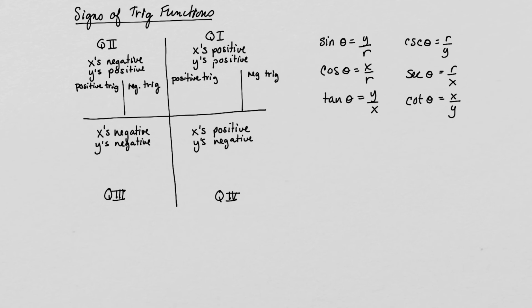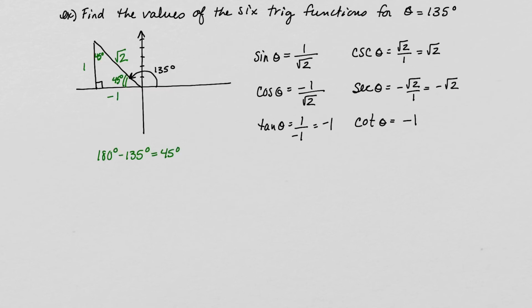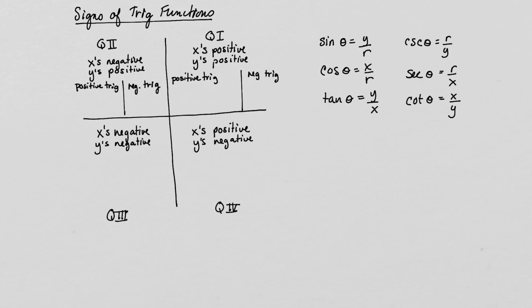Let me move this down a little bit. Same thing here: the positive trig functions and the negative trig functions. Same thing, positive trig and negative trig. We're going to go through each quadrant and determine what is what.